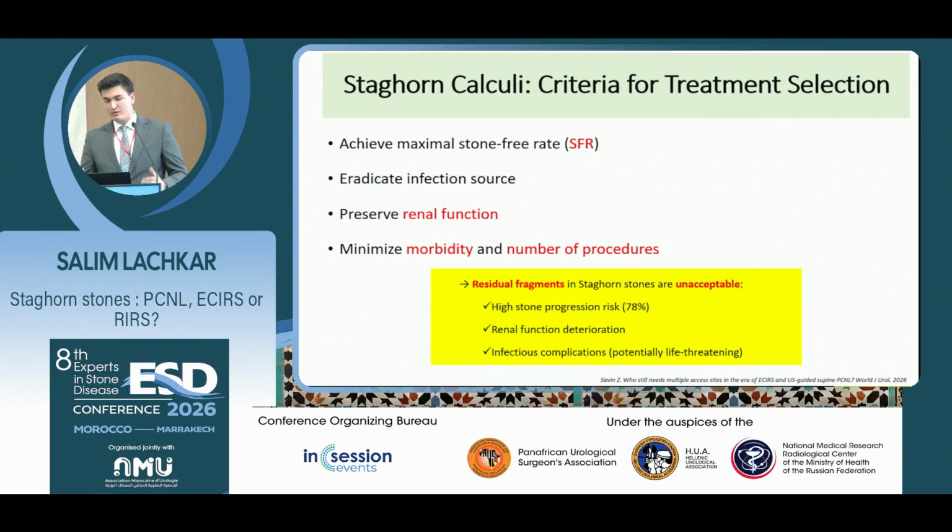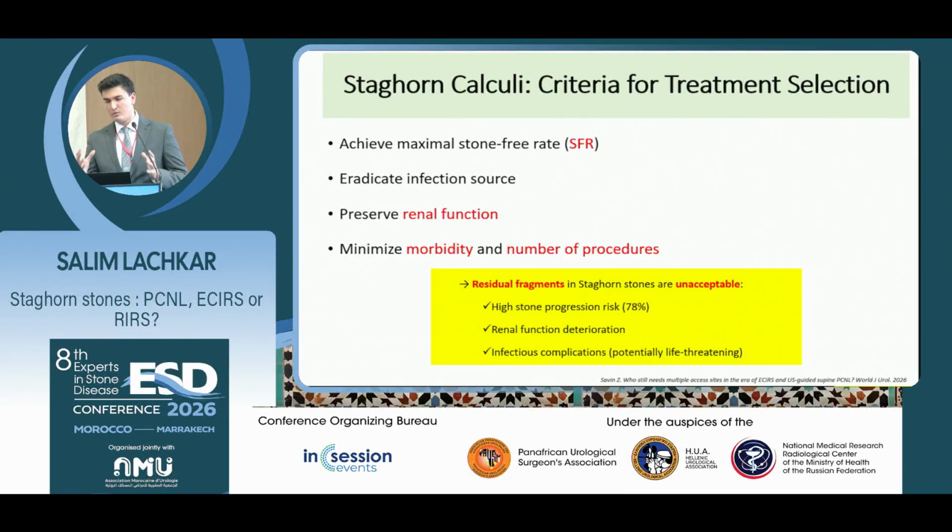A very important other key message is that residual fragment in the treatment of staghorn calculi is unacceptable. Why? Because there are three things. First of all, there is a high stone risk progression, and also infectious complication that are potentially life-threatening. We have also a renal deterioration.